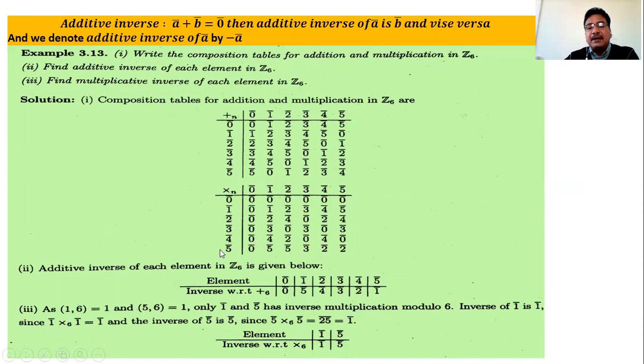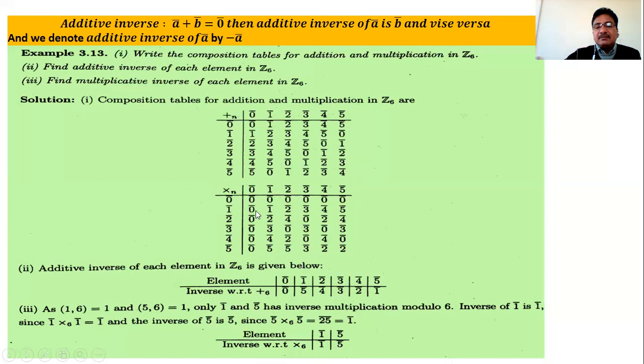If you observe 5 bar, then 5 bar into 5 bar is 25 bar. Here write 1 bar, don't write 2 bar here. It is a mistake, write 1 bar. So 5 bar into 5 bar is 25 bar, and because we are in Z6, if you divide 25 by 6, then 1 bar is the remainder. So 5 bar inverse is itself 5 bar. So only 2 elements in Z6 have multiplicative inverses.